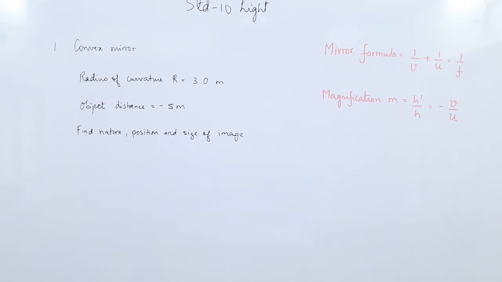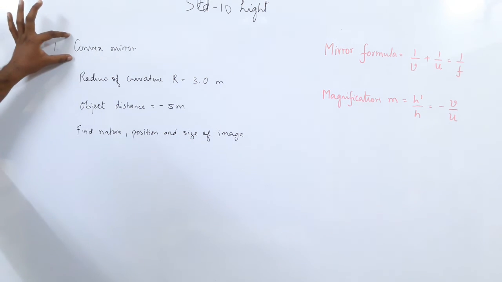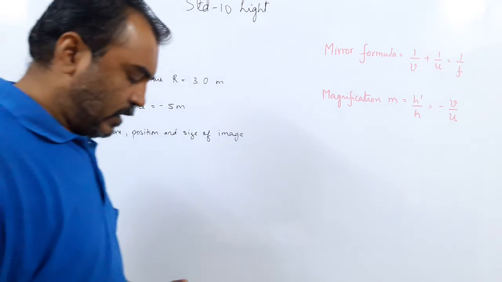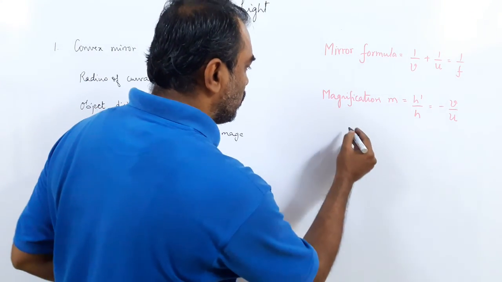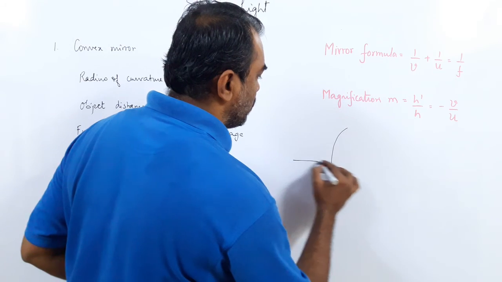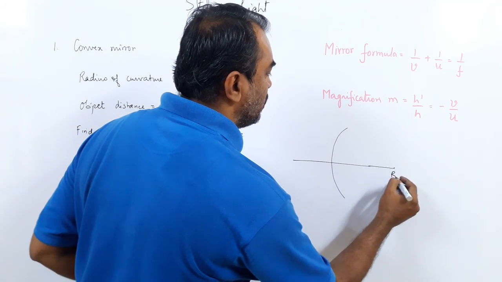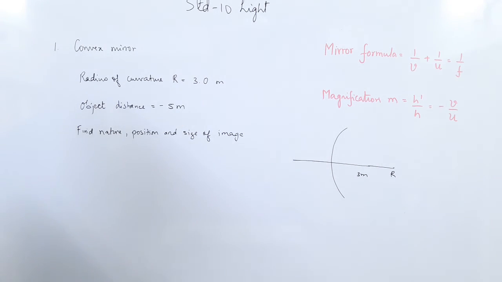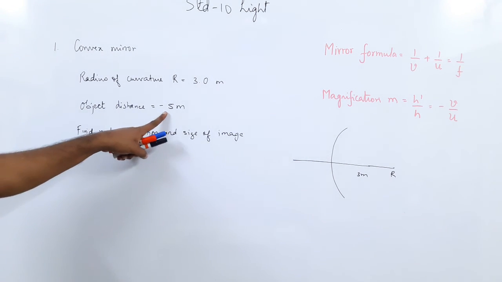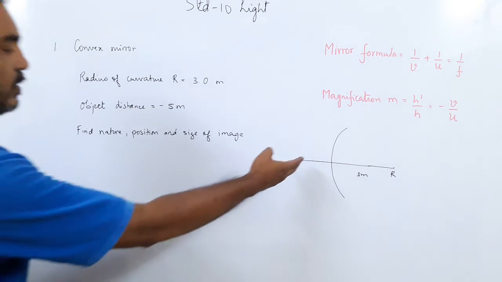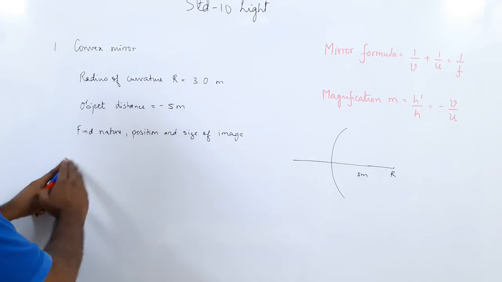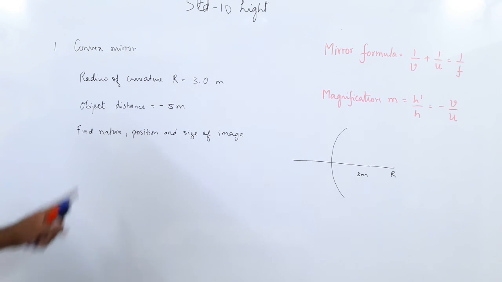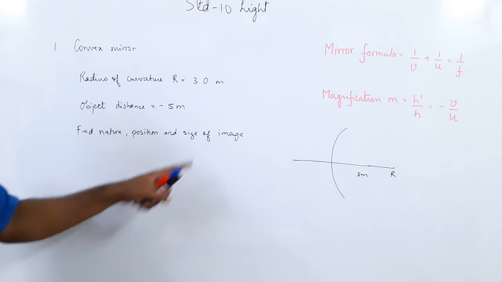Okay, for the first numerical we have a convex mirror whose radius of curvature is 3 meter. Now remember, it is a convex mirror, so the reflecting side is on this side, but the radius of curvature is 3 meter on the right side. So radius of curvature we have positive. And the object distance is 5 meter, which means the object is at 5 meter from the mirror. The mirror is on this side and the object is always on the negative side, so we write minus 5 meter. We have to find the nature, position and size of the image.